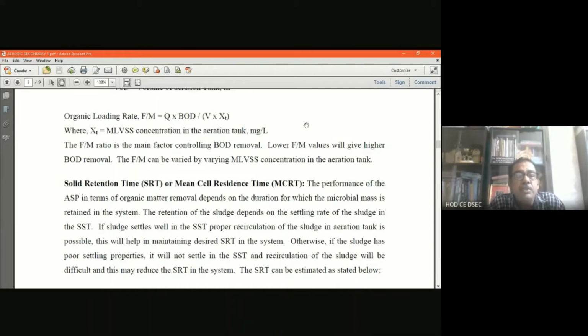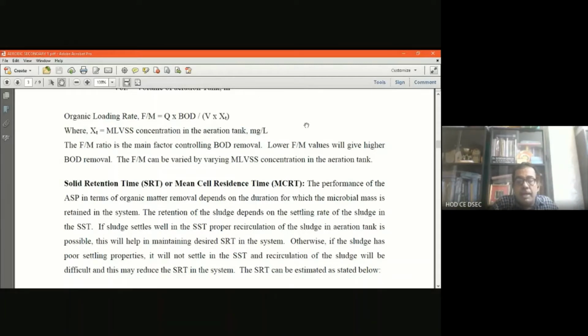Now the F by M ratio is the main factor controlling BOD removal. A lower F by M ratio will give higher BOD removal. Why? Because a lower F by M ratio means the microorganisms are more and the food is less. So more microorganisms means more treatment will be done. If the F by M ratio is more, the microorganisms are less. So lower F by M ratio values will give higher BOD removal. The F by M can be varied by varying the MLVSS concentration in the aeration tank.